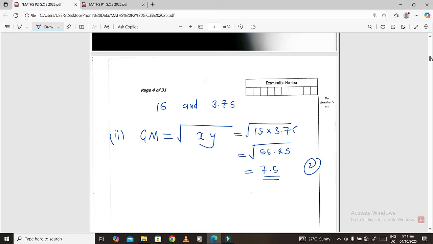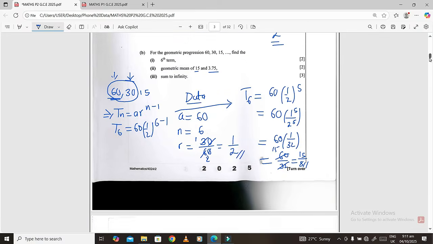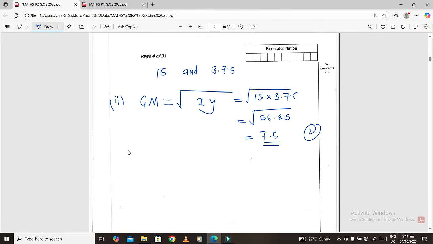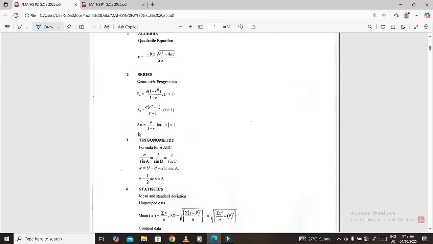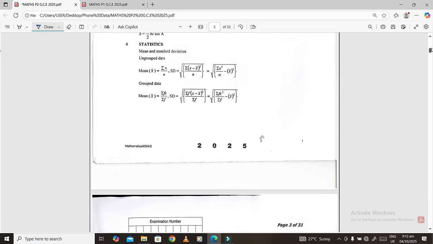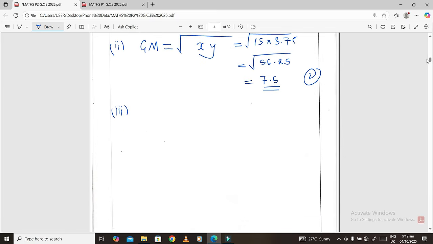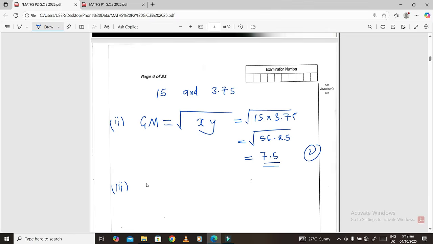For question number 3, they are saying the sum to infinity. So this is question number 3, which is sum to infinity. So now we need to go back to the formulas. So formulas, sum to infinity, it's this one. This is the formula for sum to infinity. So we can now copy it. So we're going to say sum to infinity is equal to A over 1 minus R. This is the formula.